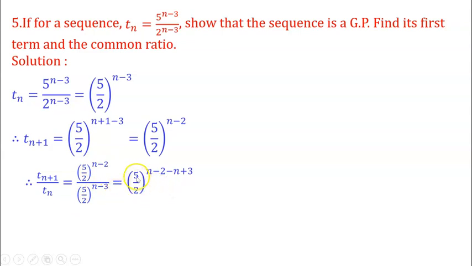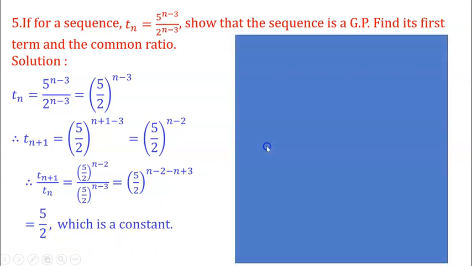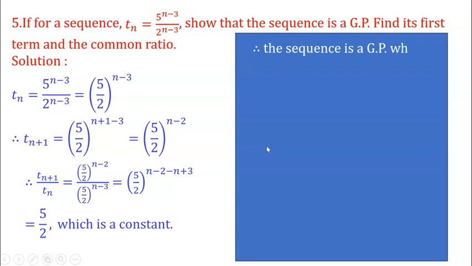And after simplification, that is (5/2) raised to n minus 2, by using the law of indices, the sign in the middle changes, minus n plus 3. Then you will get 5/2, which is a constant. The ratio is a constant. Therefore, the sequence is a GP whose common ratio is 5/2.